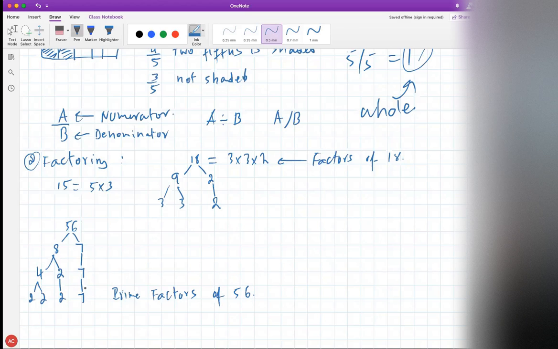So prime factors. Those are prime factors of 56. Speaking of prime factors, some numbers can be broken down, for example, 15. Other numbers cannot be broken down, and are called prime. So prime numbers cannot be broken down. What do we call the numbers that can be broken down? What do we call them?